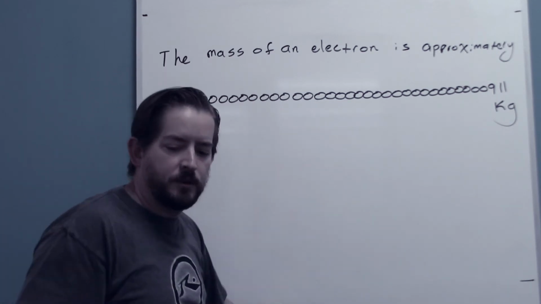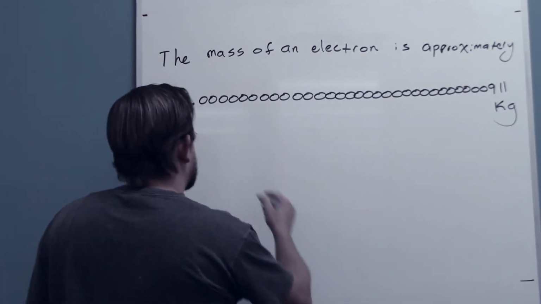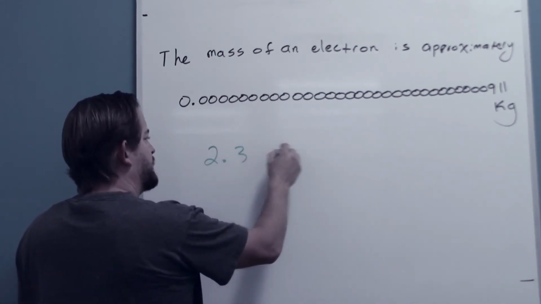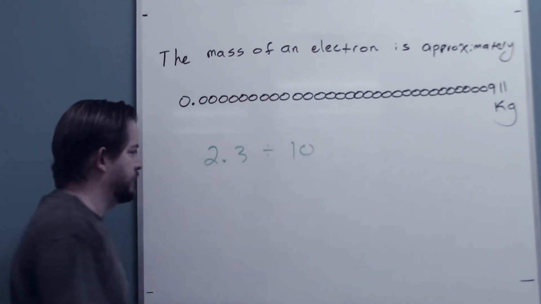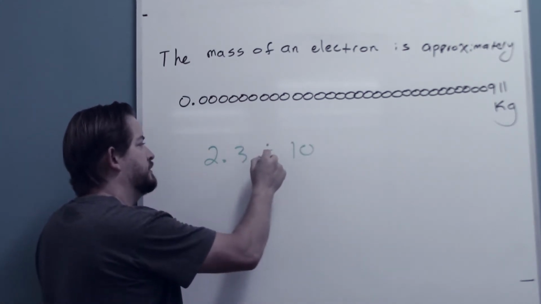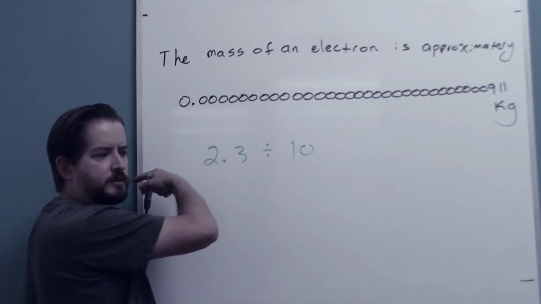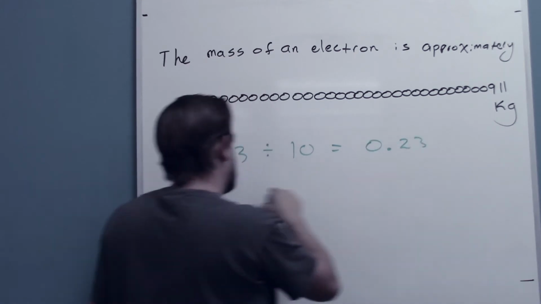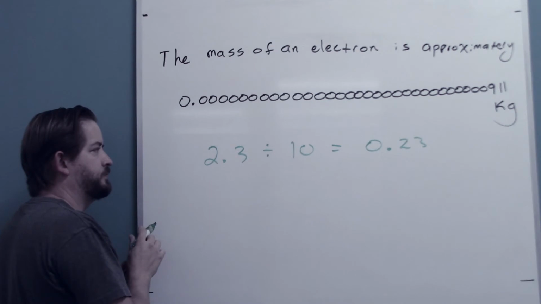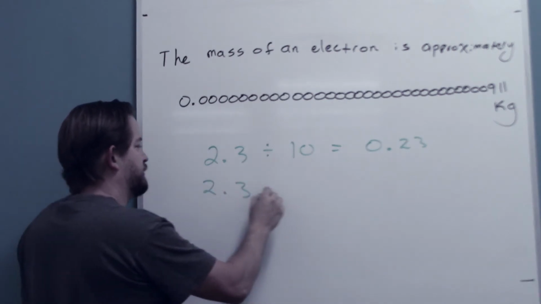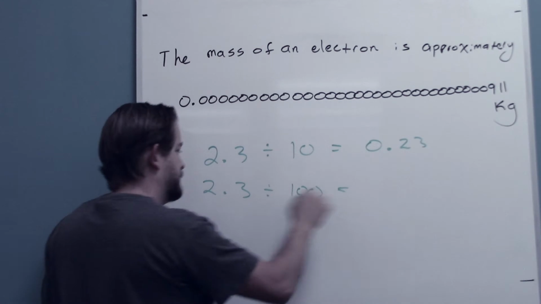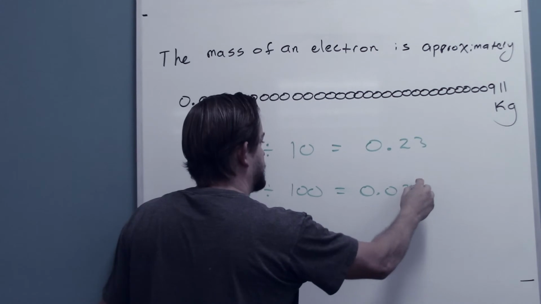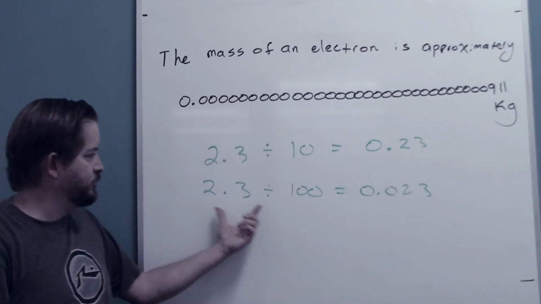Before we mess with this number though, let's start with our 2.3, and instead of multiplying it by 10, I'm going to divide it by 10, right? 2.3 divided by 10 simply moves my decimal the other way. So this is 0.23. That decimal comes in front of the 2, right? 2.3 divided by 100 just moves it over twice. And so that's 0.023, right?